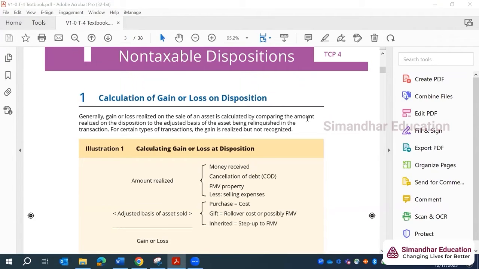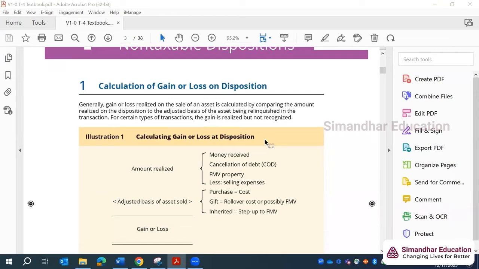So as I was mentioning, there are very few transactions in which either the gain or the loss will be deferred. That means you will not recognize the gain or the loss immediately, or they will be excluded. That means you will not have to pay taxes on it. All right. Now, this is a general formula that they have given here as to how you calculate the gain or loss on a disposition of a property.